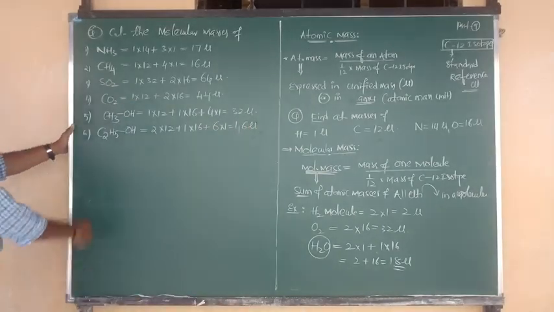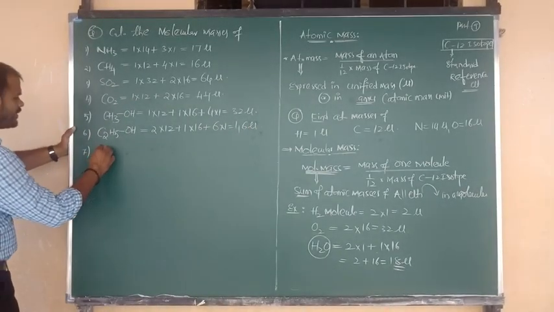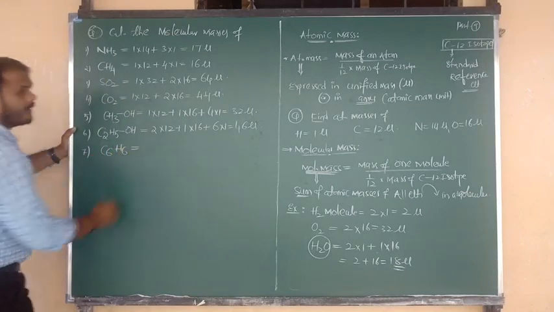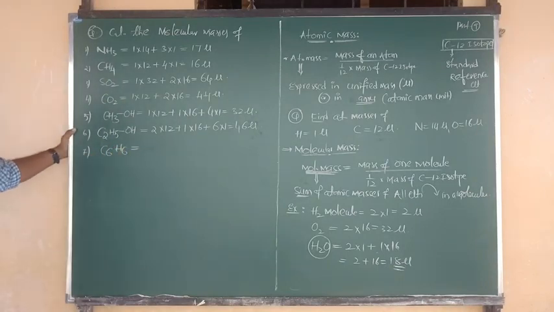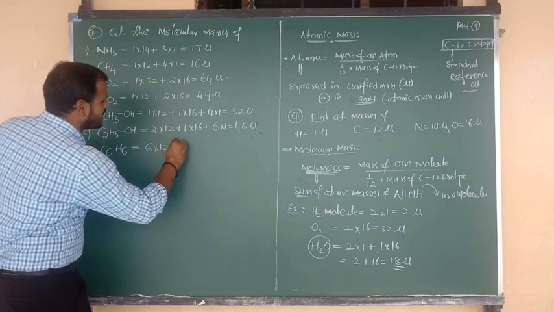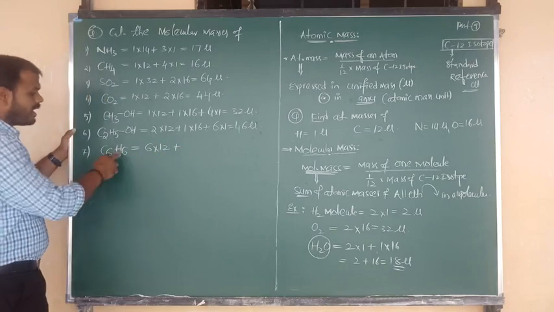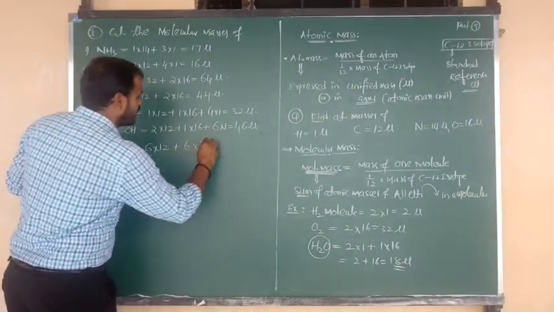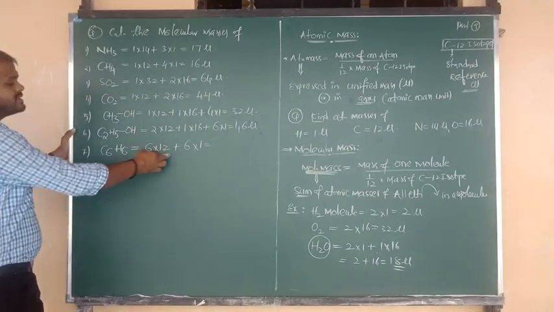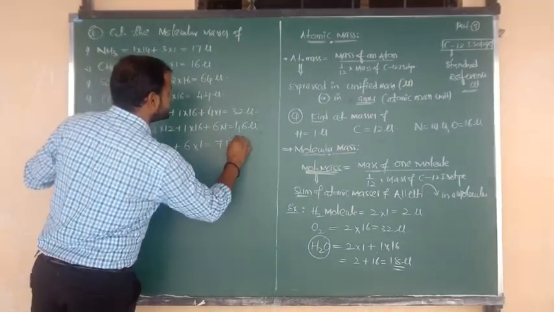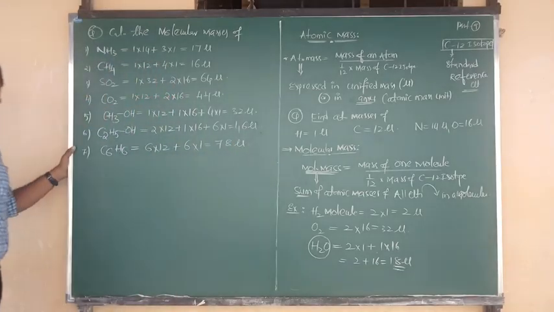I hope you understand. Next one I am going to write is benzene. What is the formula of benzene? Benzene formula is C6H6. So number of carbons is 6 and each carbon contains 12 mass, and number of hydrogen atoms is 6 and hydrogen atomic mass is 1. So 12 6s are 72. 72 plus 6 means we have to say 78 unified mass.